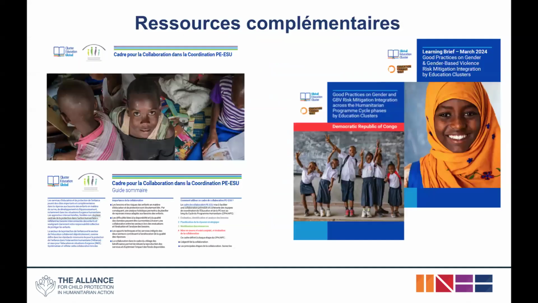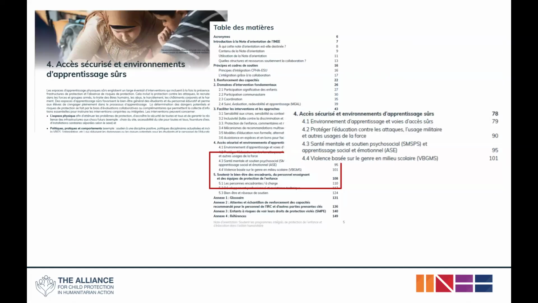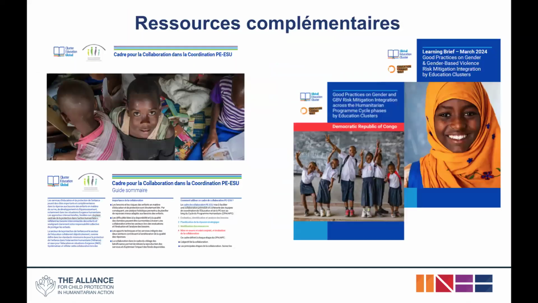In conclusion, I would simply like to highlight two additional resources. The framework for collaboration in child protection and education in emergencies on the left, with its summary guide, which was developed by the education cluster with the child protection subcluster. It is very complementary to the guidance note because it focuses on collaboration in coordination.